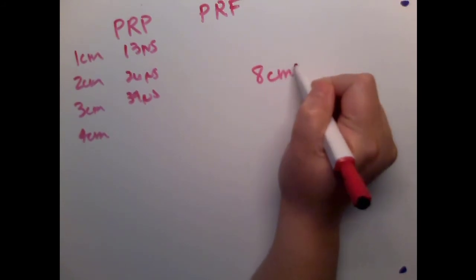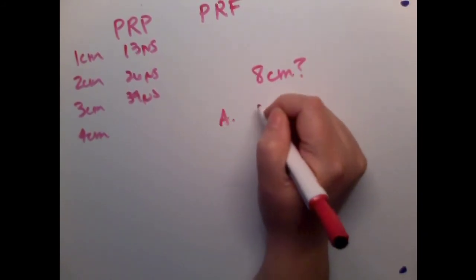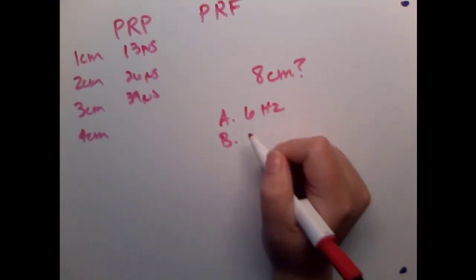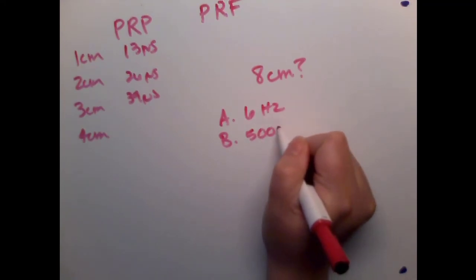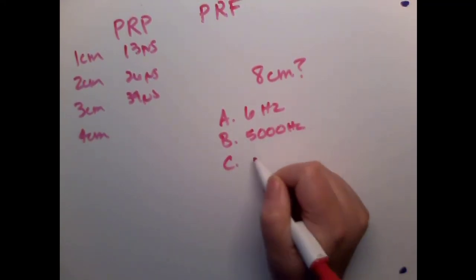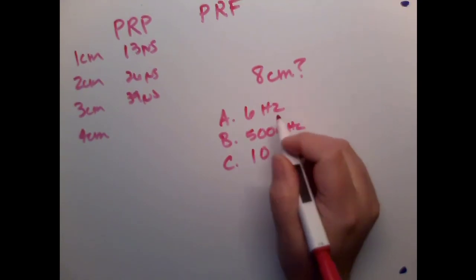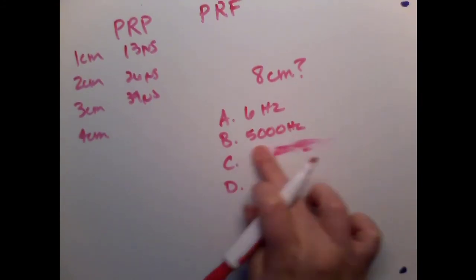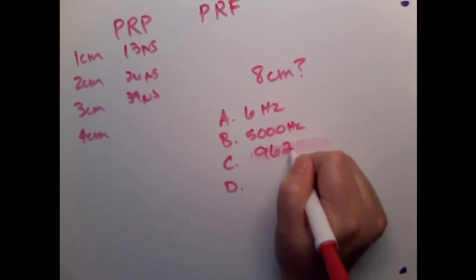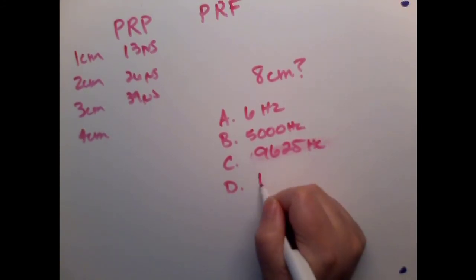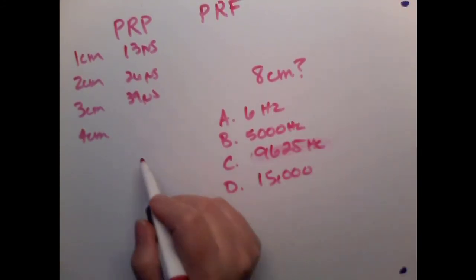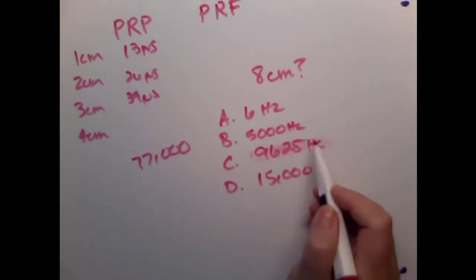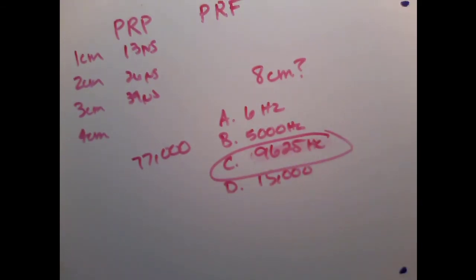What is the PRF at 8 centimeters? And your options again were, just making these up as we go, A, 6 hertz, B, 5,000 hertz, C maybe is 10,000 hertz. And D, actually, let's pull that one out of there. We'll put in the actual number here. And D was 15,000 hertz. Again, we know that 77,000 divided by 8 is close to 80,000 divided by 8. We should be able to pick a number that is near correct.